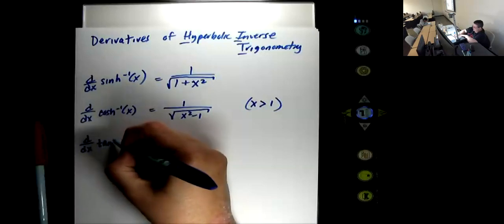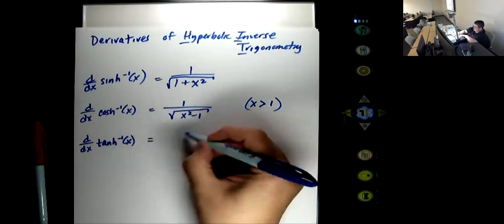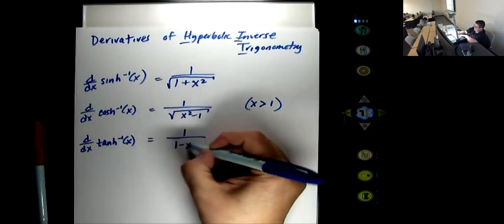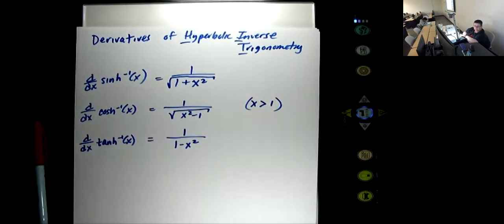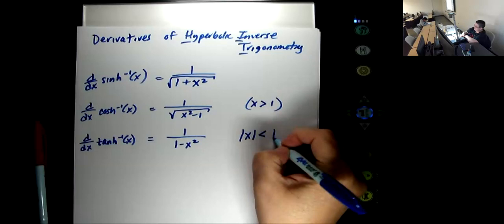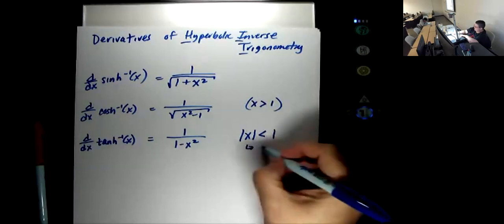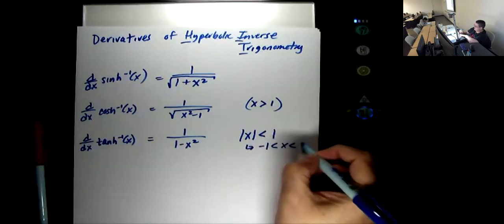Derivative of hyperbolic tangent inverse. Actually kind of an easy thing to memorize. And here, the absolute value of x is less than 1. Or another way of writing that is -1 is less than x, which is less than 1.